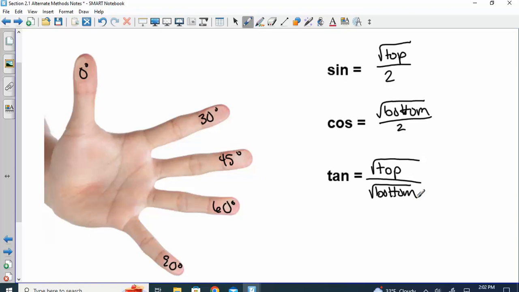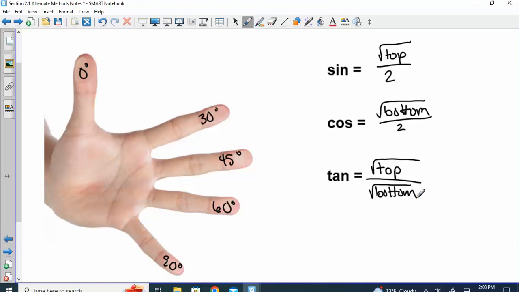If I said cosine of 60, you guys figure it out. What's the cosine of 60 degrees? Sine is the square root of 3 over 2. Cosine would be square root of 1 over 2. Sine is above, cosine is below. Does that make sense to everybody?